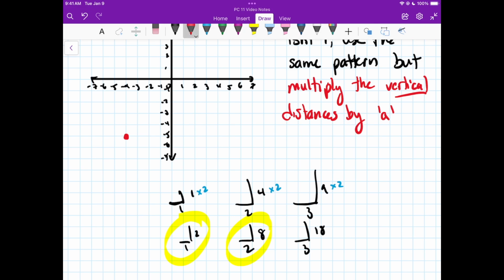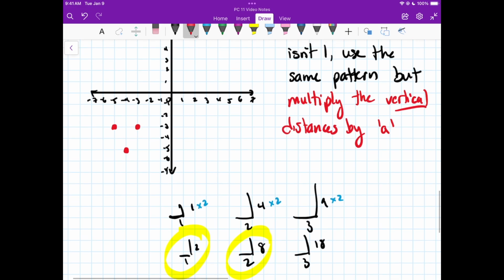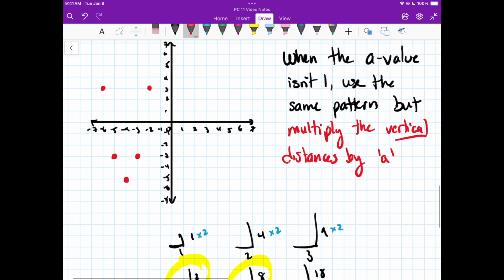So from our vertex, we're going to go over 1 and up 2 now, which gives me a point here and there. We're going to go over 2 and up 8, which is going to give me a point all the way up at +3. And so you can see our parabola looks like it's been stretched upwards a little bit, because that's what the A value has done. It's made things go up twice as quickly as they did before.